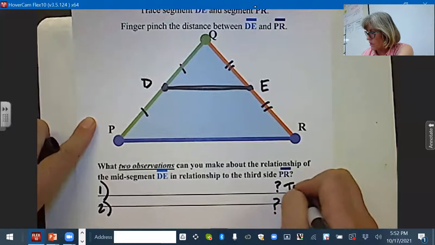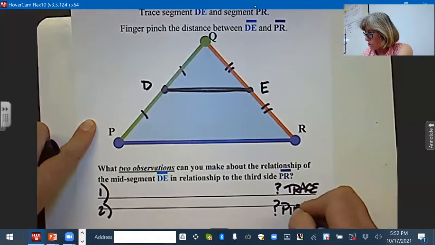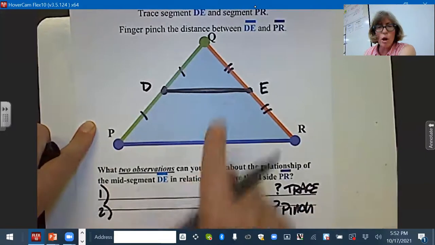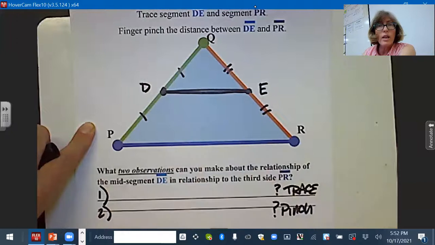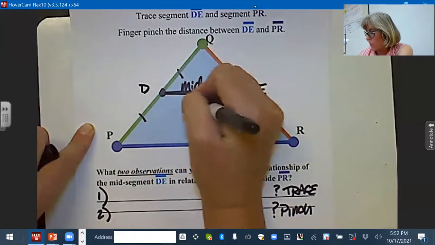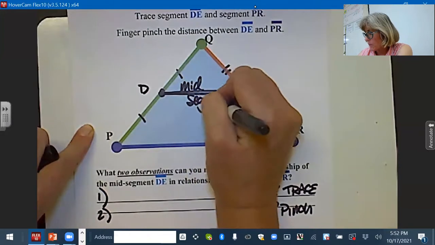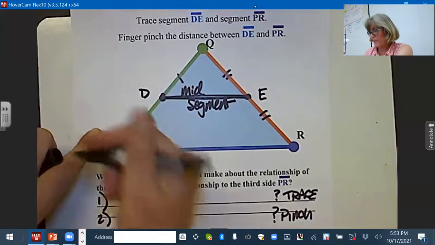So this one we did by tracing those segments. This one we did by finger pinch. There were 2 observations. Tracing gave you one, finger pinching gave you another. These are the 2 qualities of a mid-segment. This is called a mid-segment. You write that down yourself.